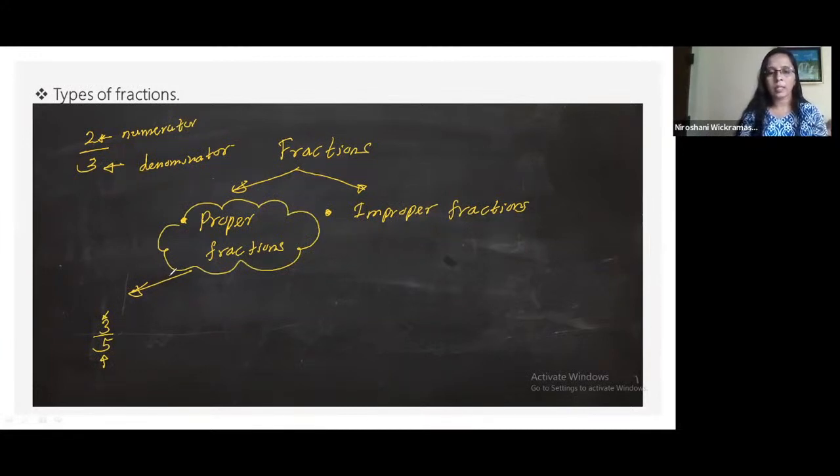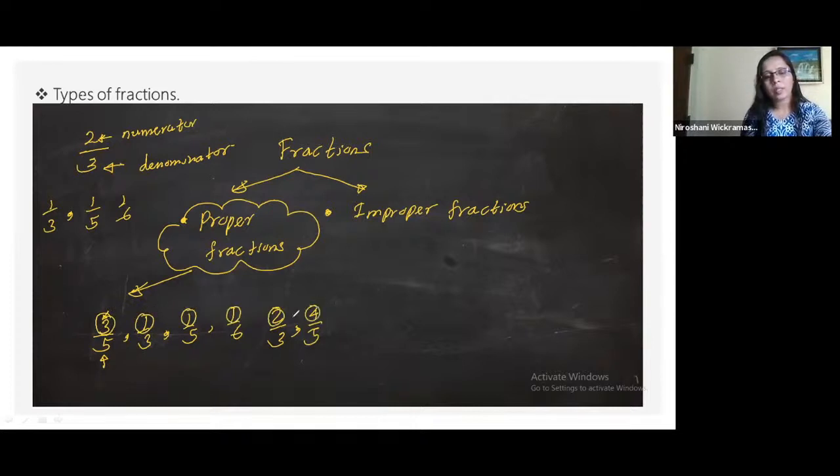Then within proper fractions, there are 2 types. If the numerator is always 1, that is a unit fraction. Fractions representing a part of a unit are called unit fractions. Always the numerator is 1: 1 over 3, 1 over 5, 1 over 6. That is also inside the group of proper fractions. We can write under proper fractions 1 over 3, 1 over 5, 1 over 6, 2/3, 4/5. Always here you can see the number over the line is less than the number below the line. So this is the denominator, this is the numerator. The numerator is less than the denominator. But the fractions where the numerator is always 1 are called unit fractions.